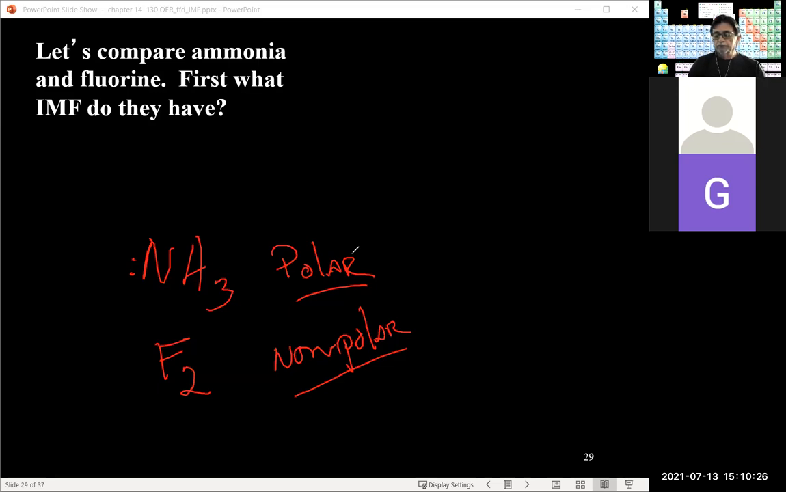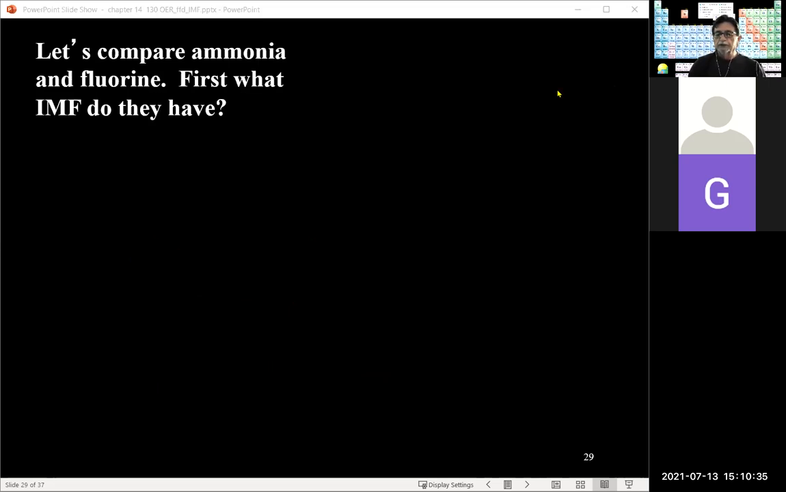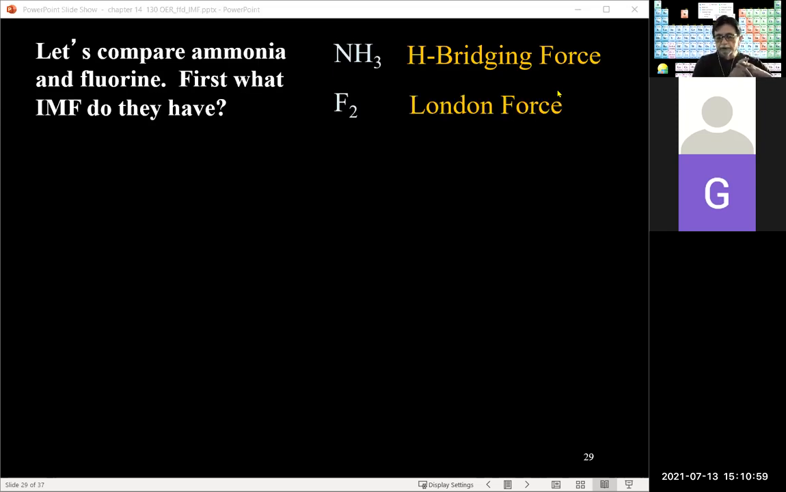In the formula, we need to determine whether something is polar or non-polar before we can even start to do a compare and contrast. All right, so we have the formula there. And then we assign the forces. Hydrogen is bonded to nitrogen. Obviously, it's a covalent bond. It's not London forces because it's polar, plus it has nitrogen bonded to hydrogen. So the only thing is hydrogen bridging force. And London force for the diatomic fluorine molecule.